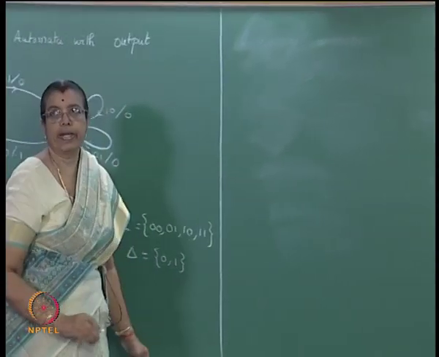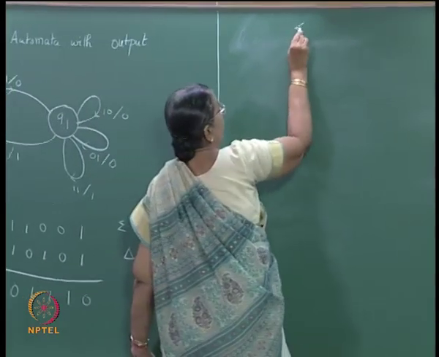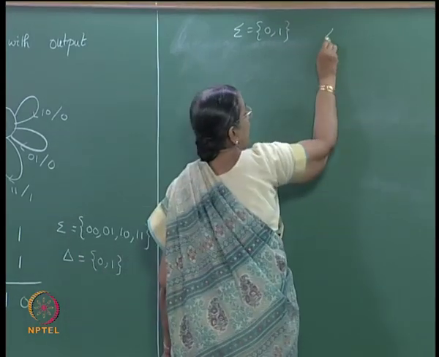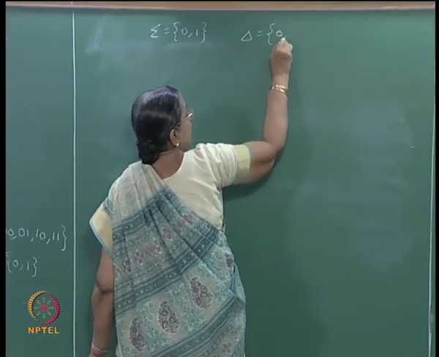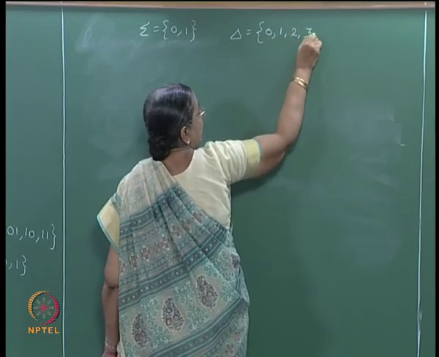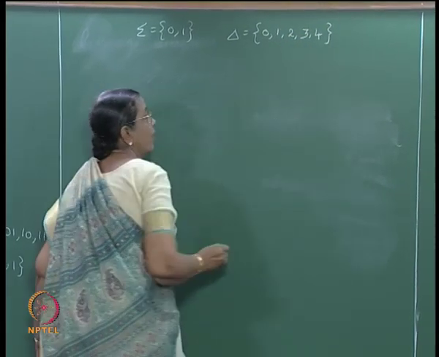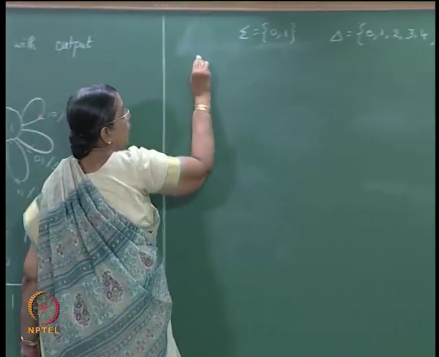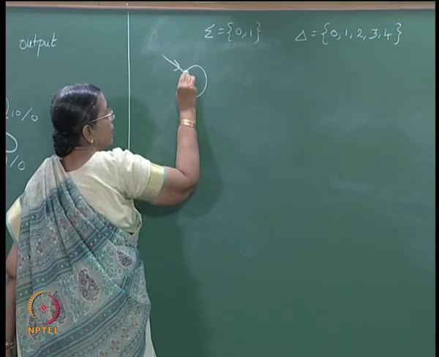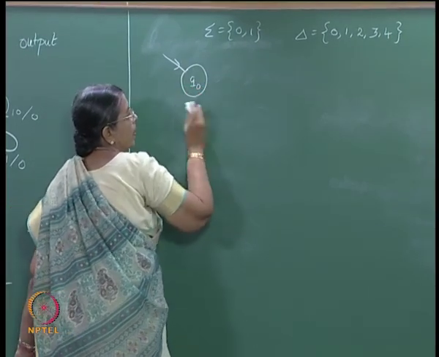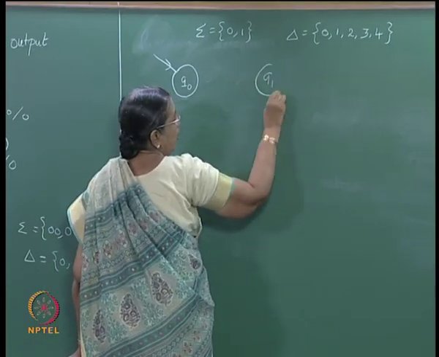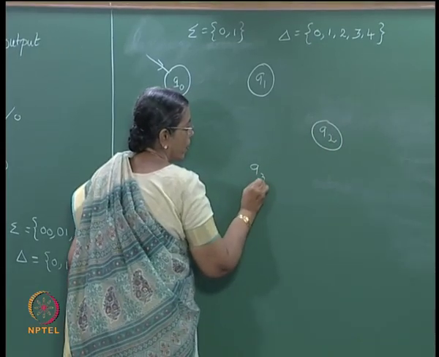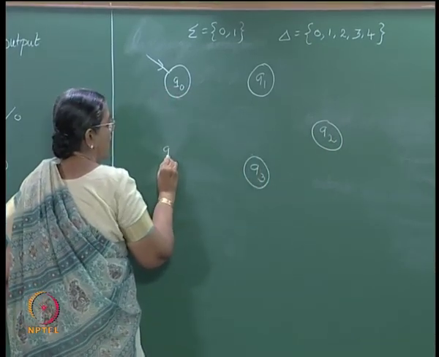Let us consider one finite state automaton with input alphabet 0, 1, output alphabet 0, 1, 2, 3, 4. I will draw the state diagram. This is a Moore machine, Q0, Q1, Q2, Q3, Q4.